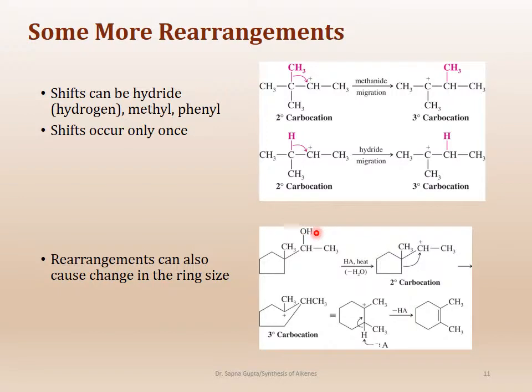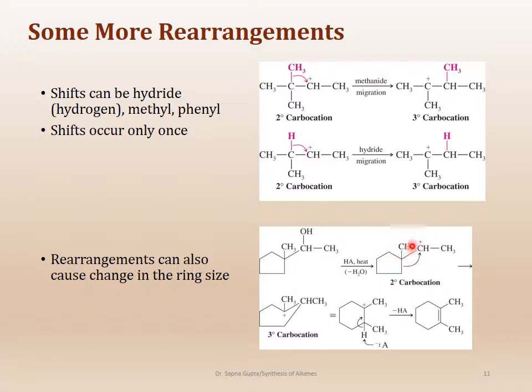So here when we form the carbocation in the first step, this carbocation is a secondary one. So now there are 3 carbons available, 1, 2, and 3. These 3 are available for rearrangement, so you can shift this one, you can shift this one, or you can shift this one. These two, by the way, are alike. They are the same ones.